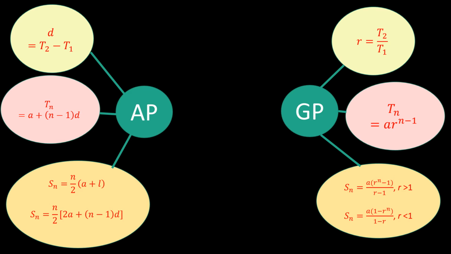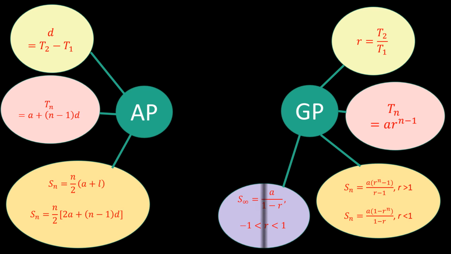For Sn here we have two conditions. If r is greater than 1, then we are going to use the first one. If r is less than 1, then we are going to use the second one. And be careful: for the Tn, the whole n minus 1 is the power. But for the Sn, you power the n first, then the whole term you minus 1. The minus 1 is not in the power. Okay, this is the difference between the formulas of AP and GP.